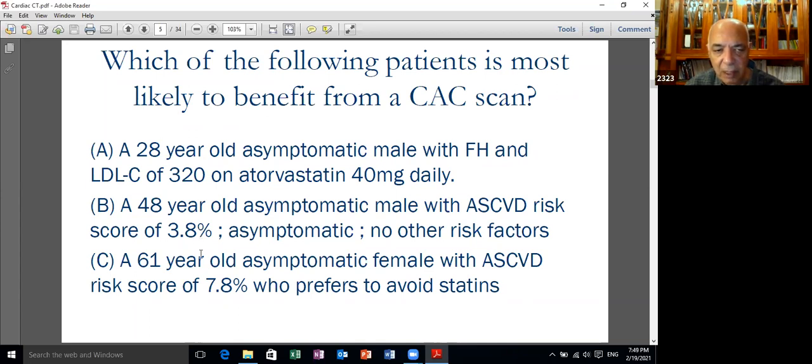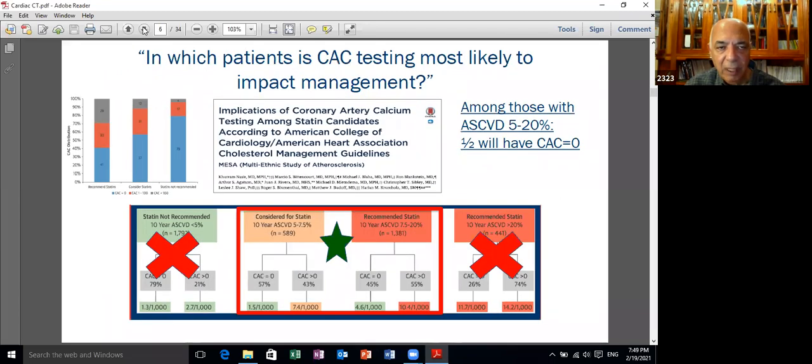Now, the third one is an intermediate person, not high risk, not low risk, and this is the kind of individual in which calcium scoring or calcium scanning is indicated. And this has been supplemented by the findings of the MESA study. The MESA study found that patients who are having atherosclerotic risk between 5 and 20, almost half of them have a calcium score of 0.